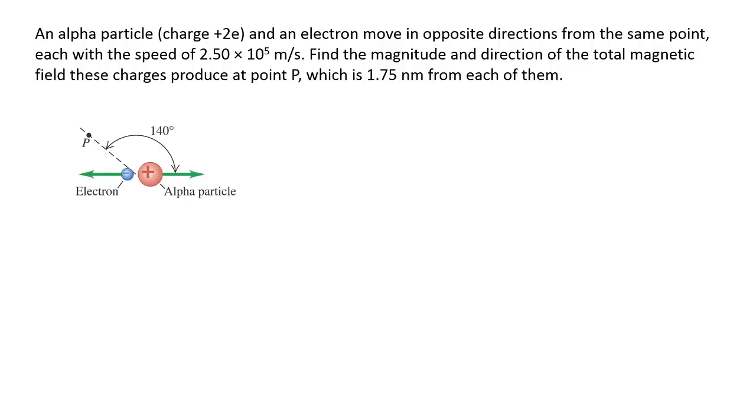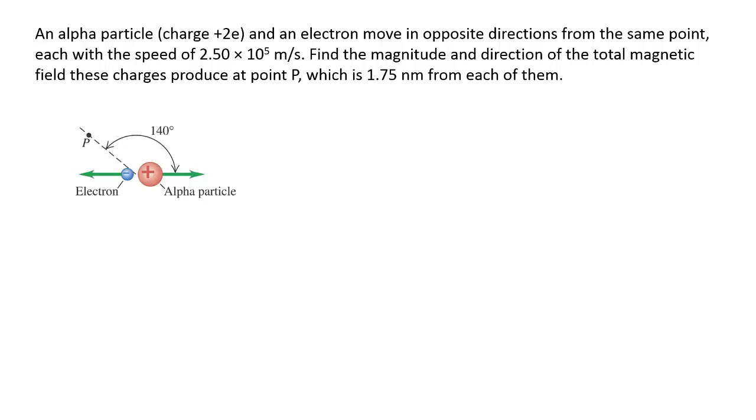An alpha particle of charge plus 2e and an electron move in opposite directions from the same point, each with a speed of 2.5 times 10 to the 5th meters per second. Find the magnitude and direction of the total magnetic field these charges produce at point P, which is 1.75 nanometers from each of them.